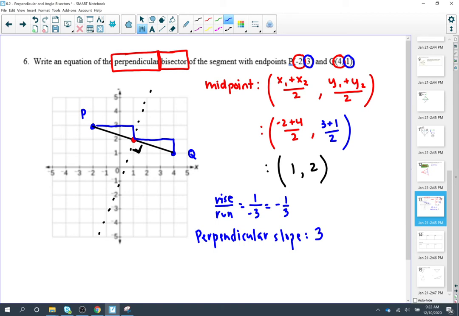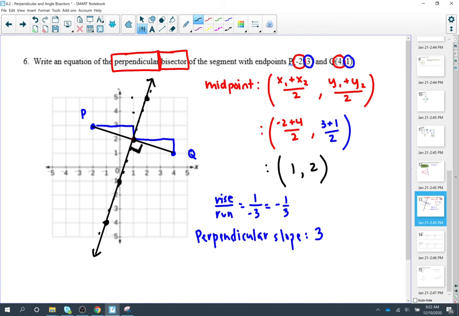So if I really wanted to graph this line, I would come out of my dot and I would go up 1, 2, 3 over 1, which is roughly where I have it. And then I go down 1, 2, 3 over 1, and then down 1, 2, 3 over 1. And then I would get my nice straight line and I would connect them. And then on the ends, I would put some arrows. And then I know this is perpendicular.